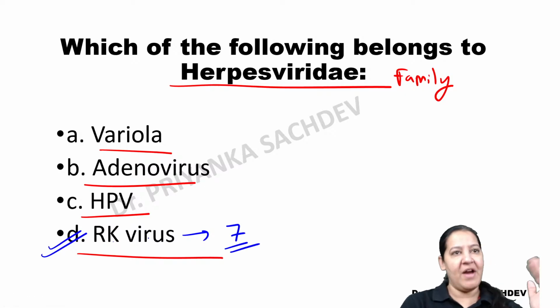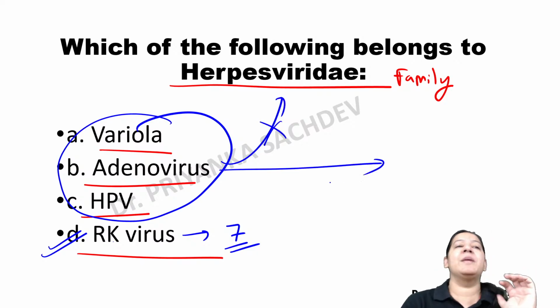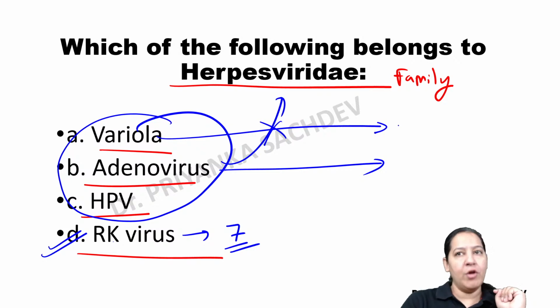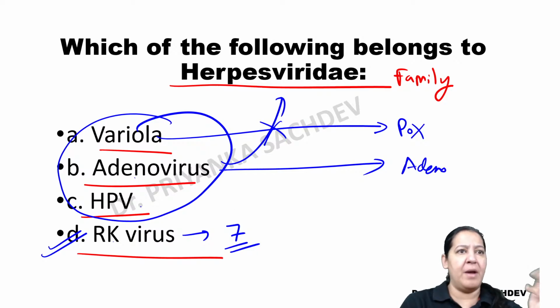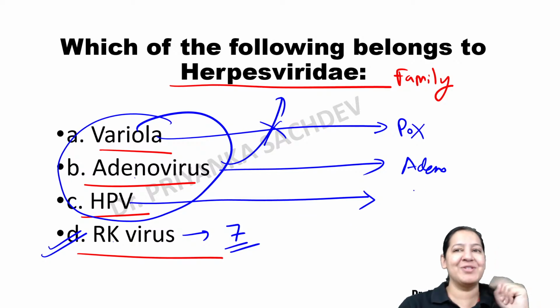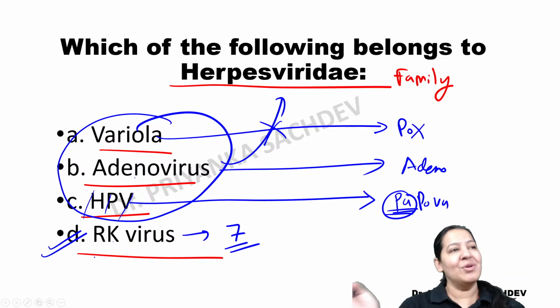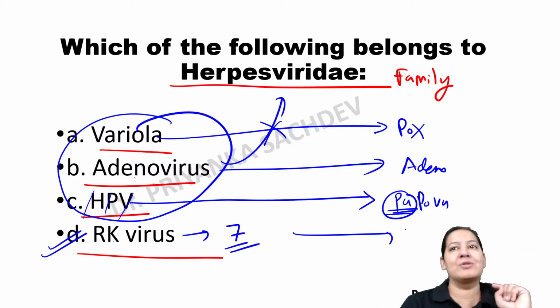Type 7. Okay, tell me the families of the others. These three, which family are they from? These are not the herpes family. So which family do they belong to? Variola belongs to the poxviridae family. Adeno belongs to the adeno family. Adenovirus is a member of the adeno family. HPV belongs to which family? It is Papova. The Pa in Papova is for papilloma, human papilloma virus. So you should know the families of the others, and RK belongs to the herpes family.